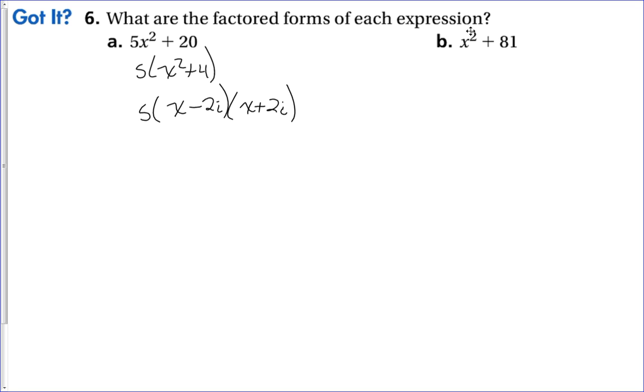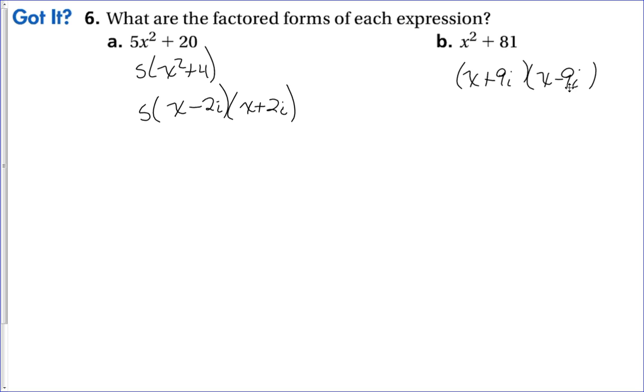Now this one here, we don't have to pull out a greatest common factor, so we can just go ahead and factor this one. We have x plus the square root of 81, which is 9i, don't forget the i, and x minus 9i. And that's it for factoring. When you get x squared plus a perfect square, it's x plus the square root times i and x minus the square root times i.